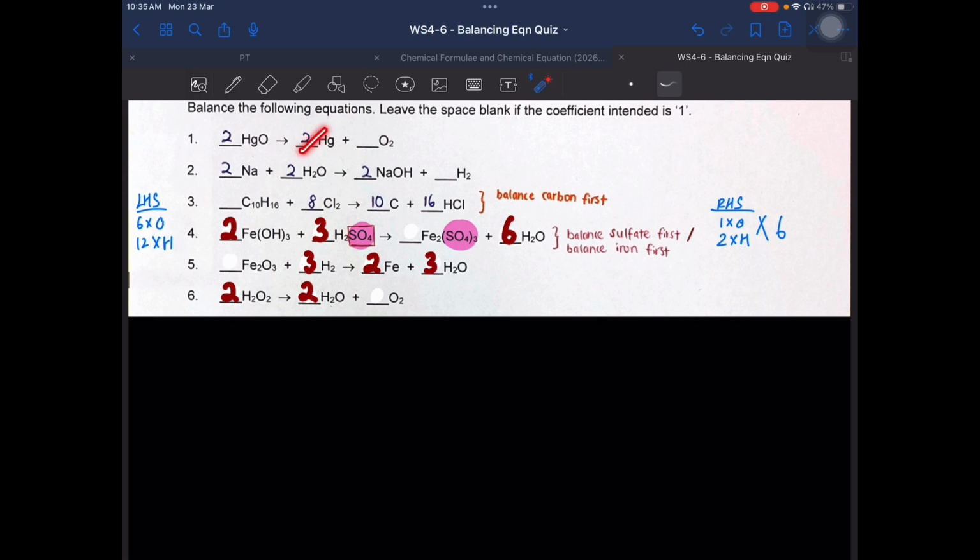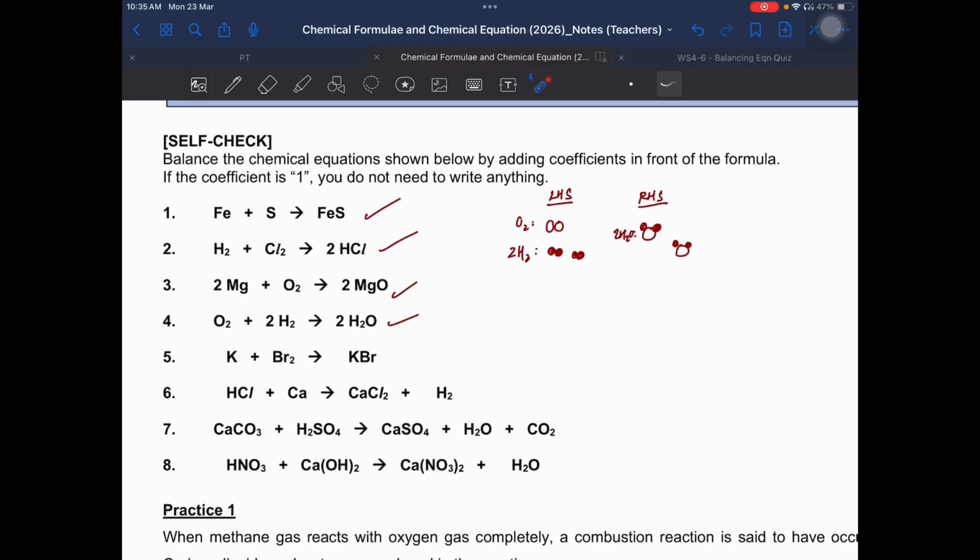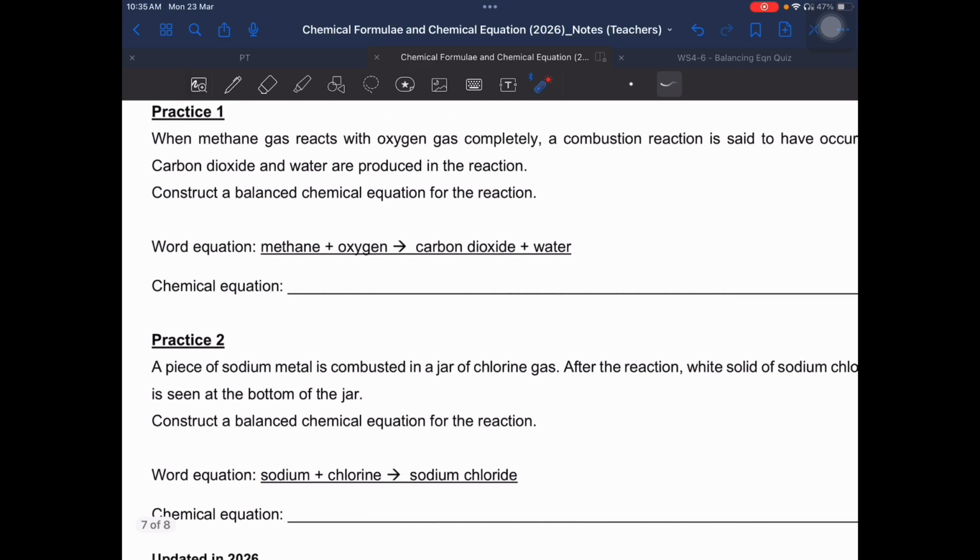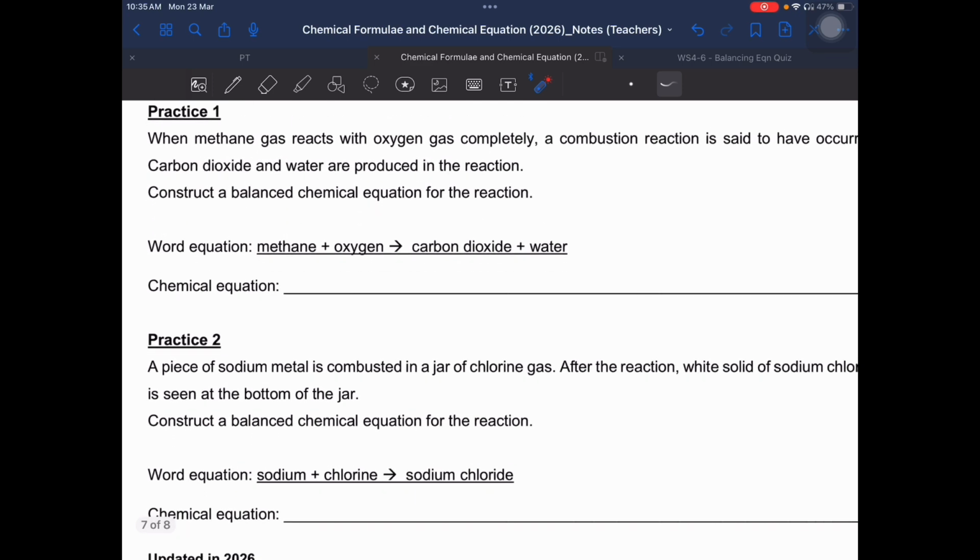So far, we have been writing in numbers, and the questions are very kind. They gave us the formula. But in the actual question that you'll come across, you do have to construct your own equation. So let's take a look at practice 1 and practice 2 of the notes.